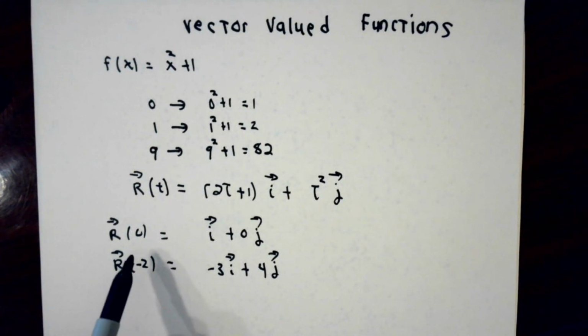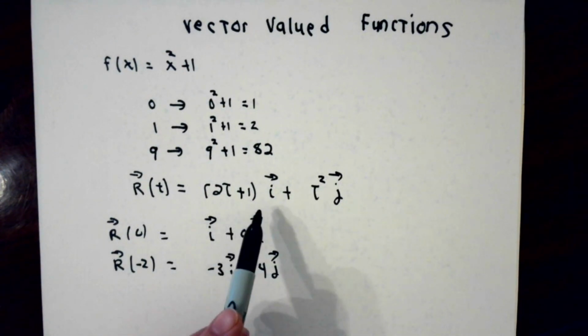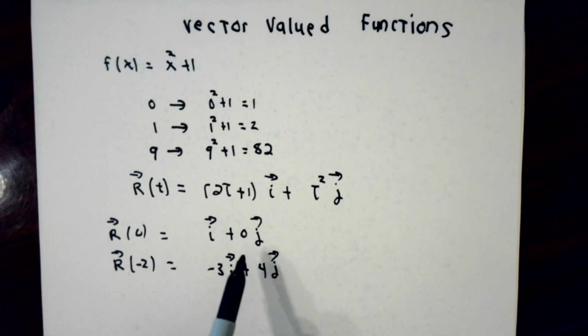For a number, say 0: 2 times 0 plus 1 is 1, so 1 times i, and 0 squared is 0, j, which gives a single vector out. So obviously for this particular one, you could put any value of t in that you care to put in.